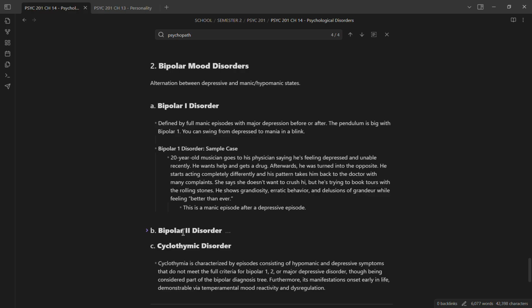So, bipolar 1. This is defined by full manic episodes with a major depression before or after. So essentially, it is a pendulum swing, right? A pendulum is big here with bipolar 1. You can swing from depressed to mania in a blink, right? It is a manic episode right after a depression episode.